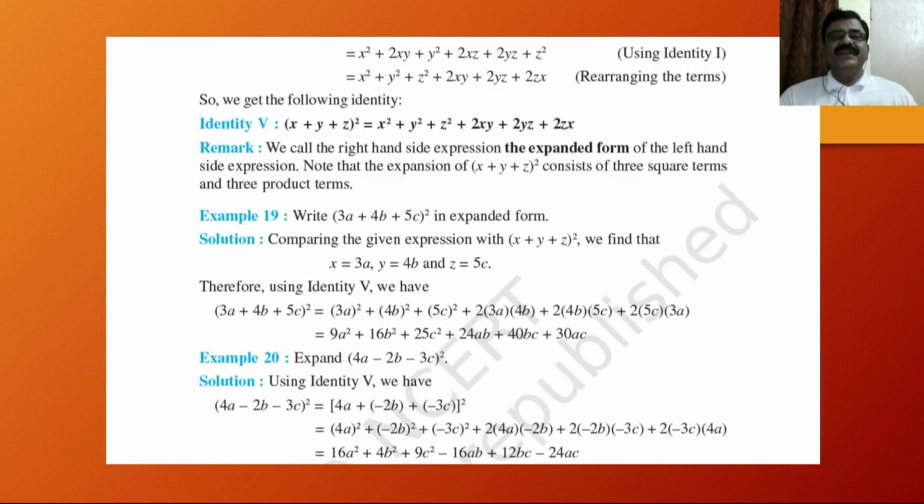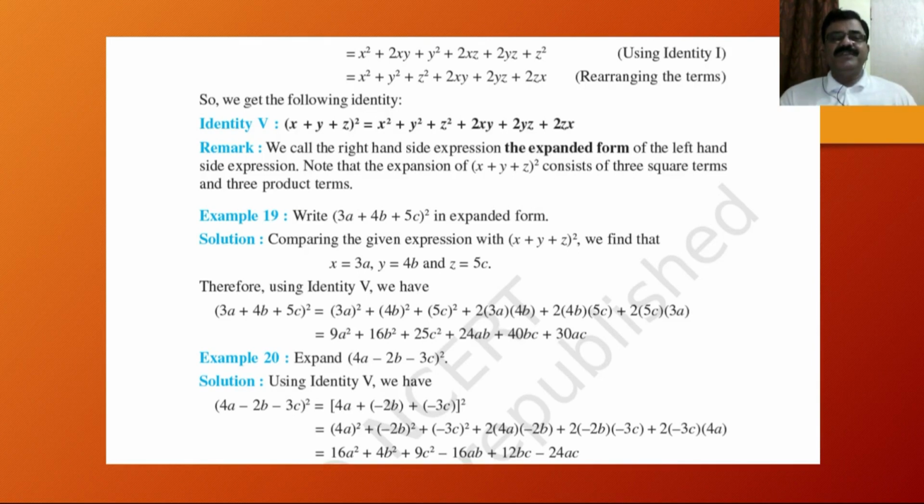So we get the following identity: x plus y plus z the whole square is equal to x square plus y square plus z square plus 2xy plus 2yz plus 2zx. We call the right hand side expression the expanded form of the left hand side expression. Note that the expansion of x plus y plus z the whole square consists of 3 square terms and 3 product terms.